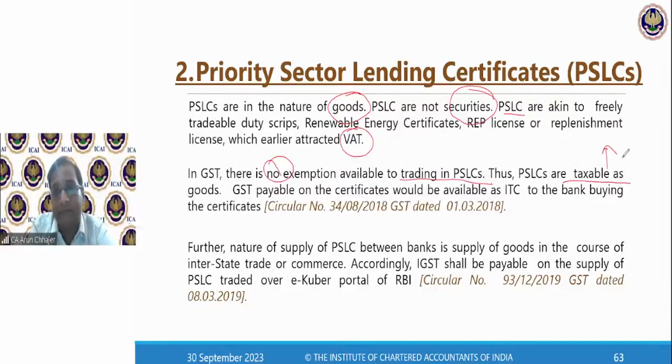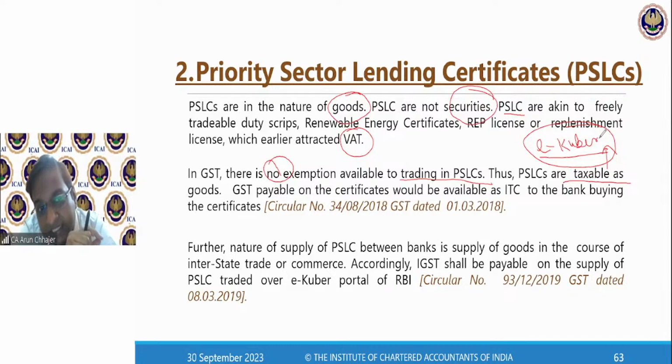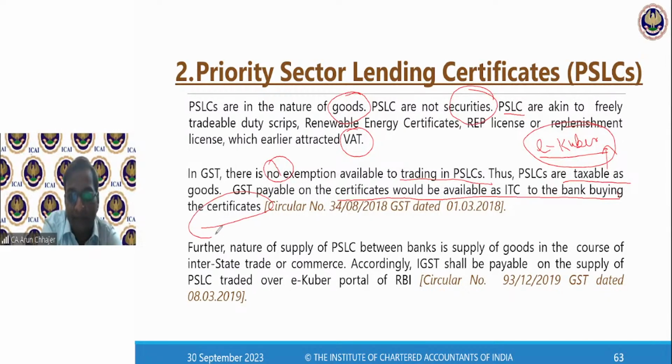And if you remember, this supply of the priority sector lending certificate is being traded on the government e-Kuber portal, an online portal on which this trading of that security is happening. The transactions of priority sector lending are covered under reverse charge. The recipient will pay the tax under RCM. And GST payable on the certificate would be available as ITC to the buying bank. Further, the nature of the supply will be IGST.